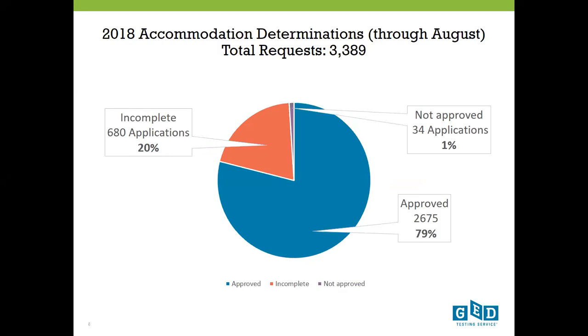But pretty much everything that comes through is either approved or found incomplete. And incomplete just means that there isn't enough information to either approve or not approve. We need additional documentation before we can make a determination.